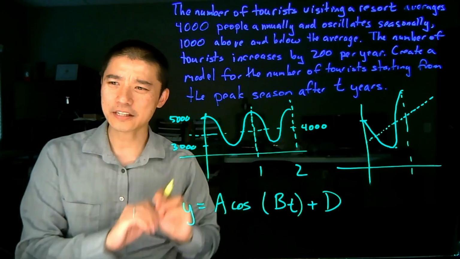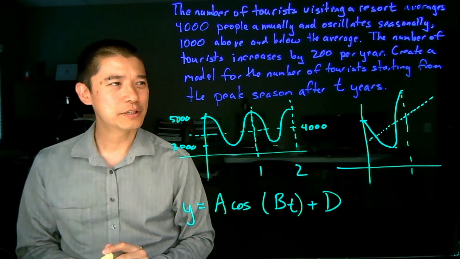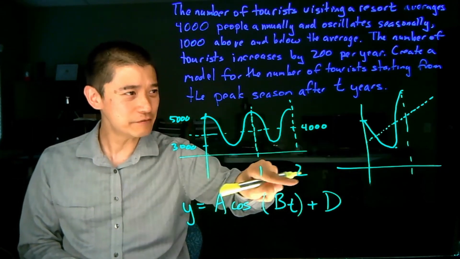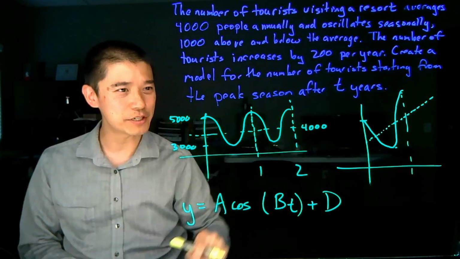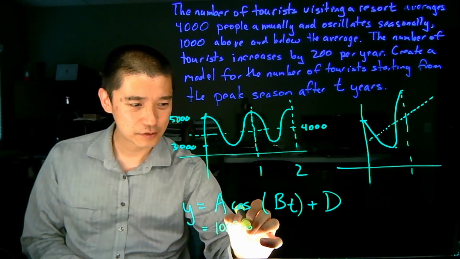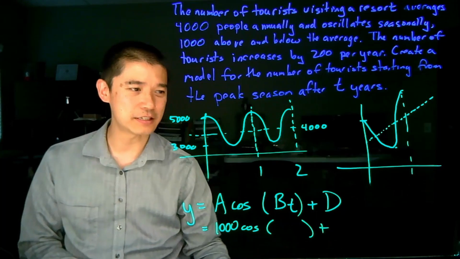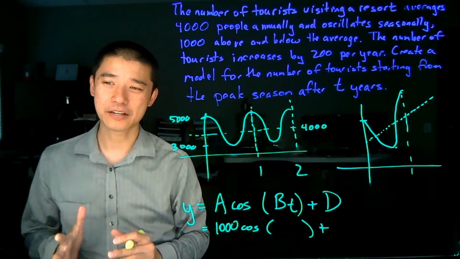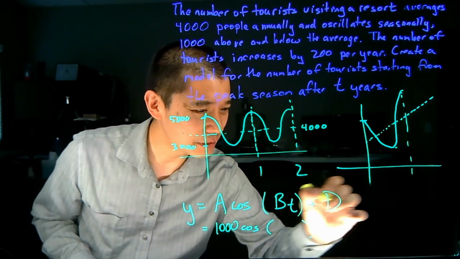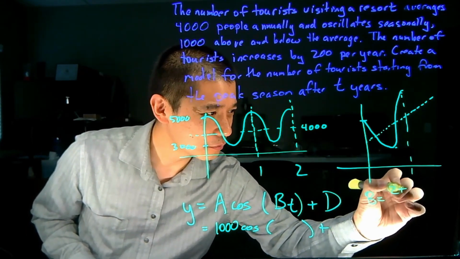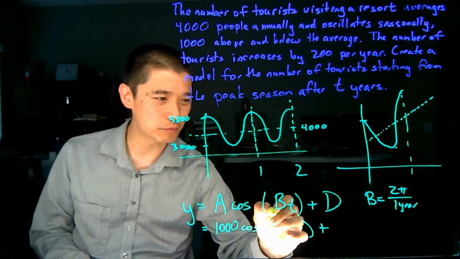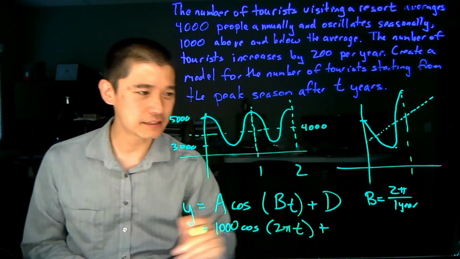And so we just have to get these values. The amplitude in this problem, the amount that we're going above and below the average, even in this situation, is going to be 1,000. So this is going to be 1,000 cosine of bt plus d. Okay, well, what is b? Well, remember that b is the value that corresponds to the period. The period is going to be 1 year, and b is 2 pi over the period, so b is 2 pi over 1, so 2 pi t.